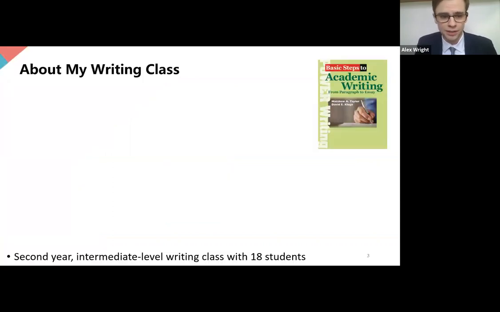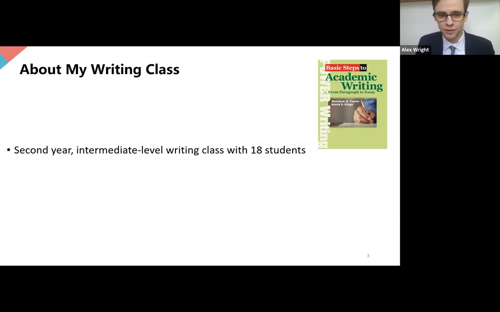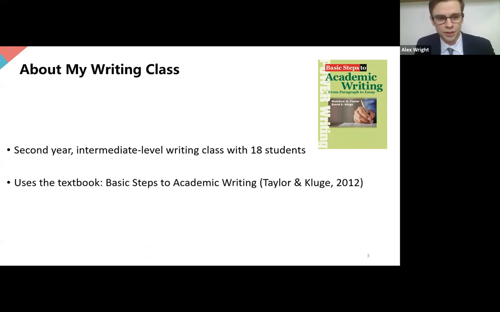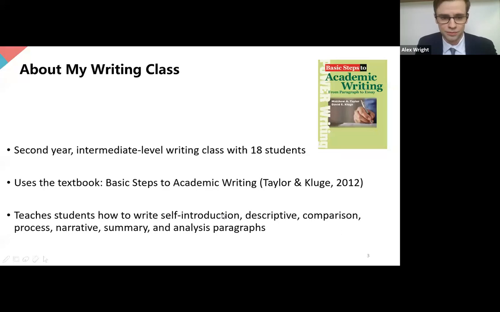So about my writing class, it's a second year intermediate level writing class with 18 students. So a nice small class, good for one-on-one time, but not that great for sample size when I'm trying to do research. It uses the basic textbook, Basic Steps to Academic Writing by Taylor and Kluge. We follow it pretty loosely, but it gives us the background to study a bunch of different paragraph types like self-introduction, descriptive, comparison, and so on.